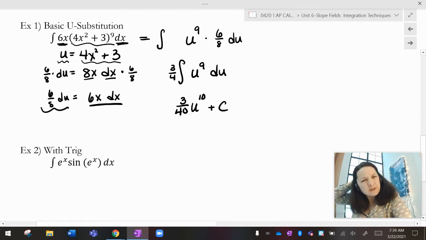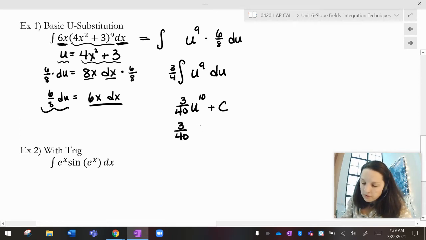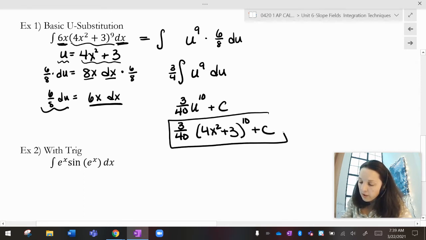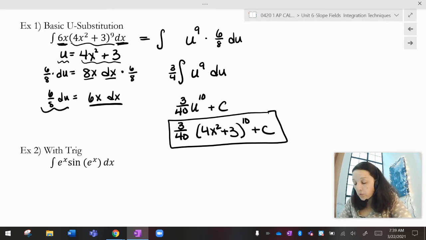But if I started with x's, I really should end with x's, so I'm going to rewrite that as 3/40 (4x squared plus 3) to the 10th plus c. I'm going to unsub my u. So the antiderivative of 6x times (4x squared plus 3) to the 9th is 3/40 of (4x squared plus 3) to the 10th plus c.